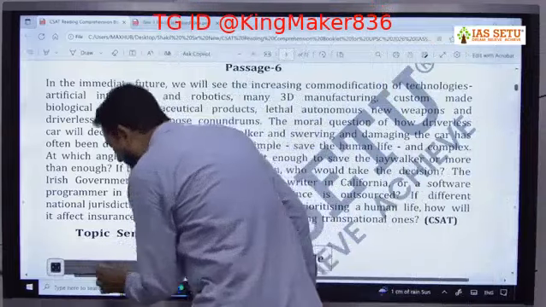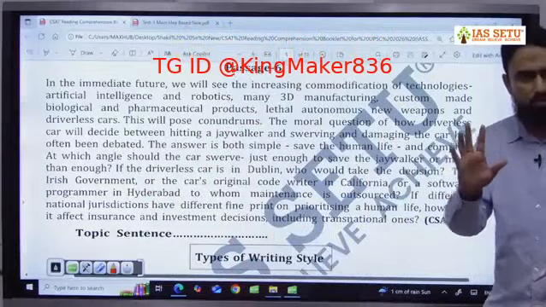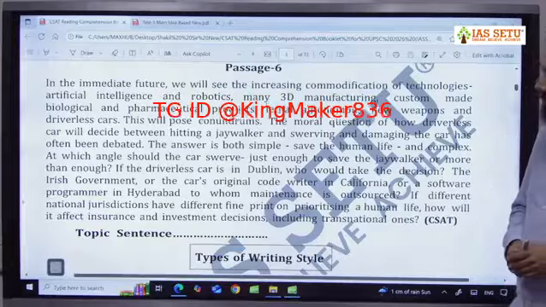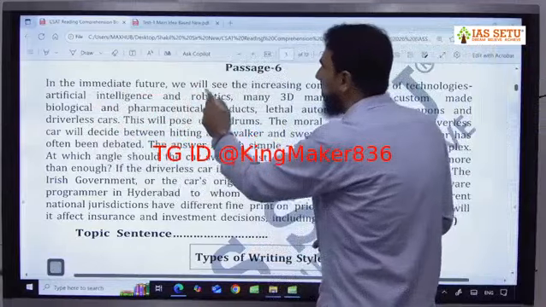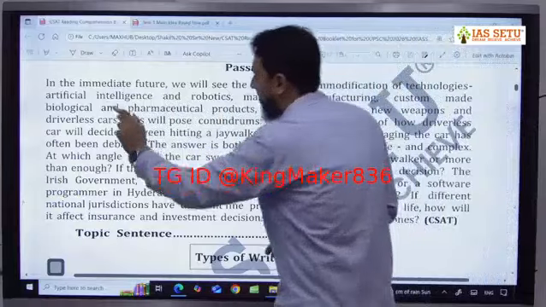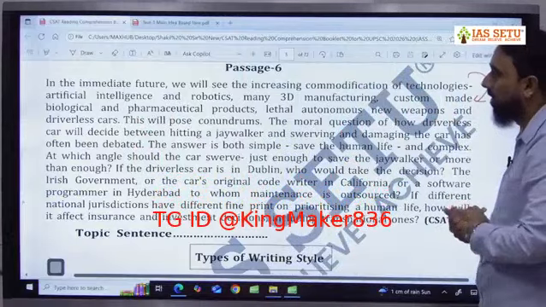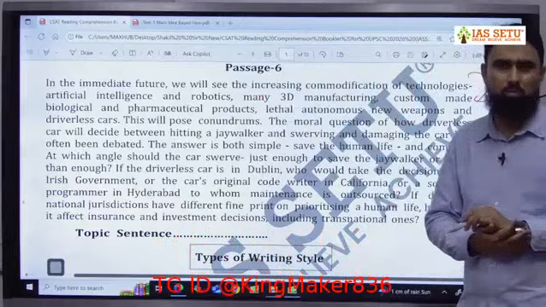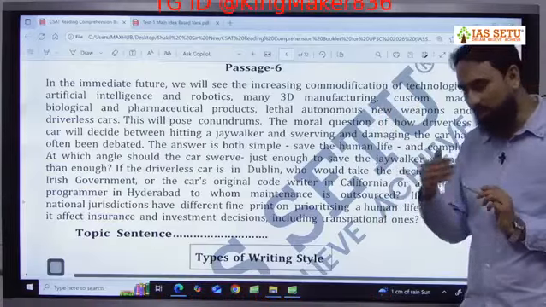So what we are looking for, what does the author want to say? What does the author want to convey? To convey something, he will write lots of things. We have to find that. So he has mentioned in the first sentence, how many have chosen first? Immediate future, we will see the increasing commodification of technologies. And then he gives the list, the examples, different technology. But does he want to just inform us that there will be increased commodification of technology? Only this part? No. His attitude is not clear from the first sentence. It is just an informative sentence.